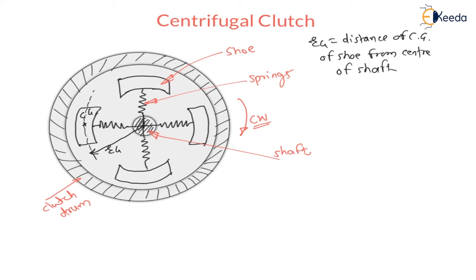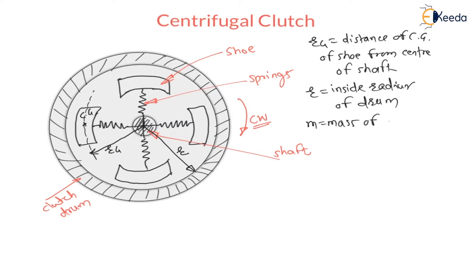Right. Now let us say R is the radius of the drum. Inside radius of the drum is called R. Again, let us consider M is the mass of each shoe. Now here in this numerical, we have considered four shoes. Therefore, let us say N is the number of shoes.